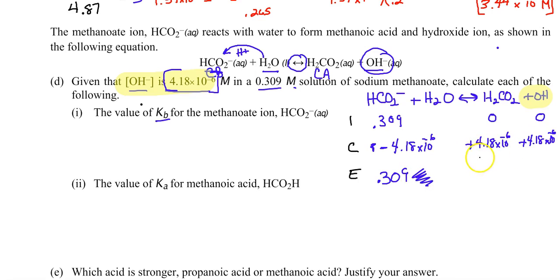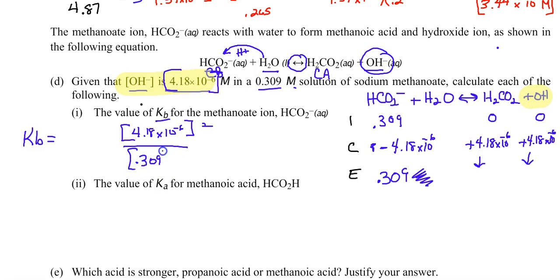But these are my x's. So this plus this is that number. I'm not going to rewrite that. And so to solve for Kb, which is an equilibrium value, it's equal to some, what, the products? Well, H2CO2 is what? 4.18 times 10 to the negative 6. And there's two of them. So I'm just going to square that baby. And it's all over 0.309.